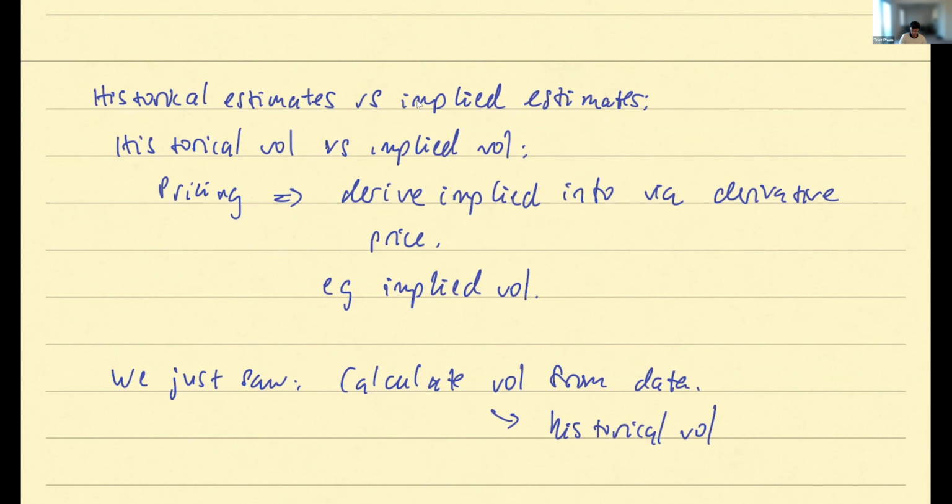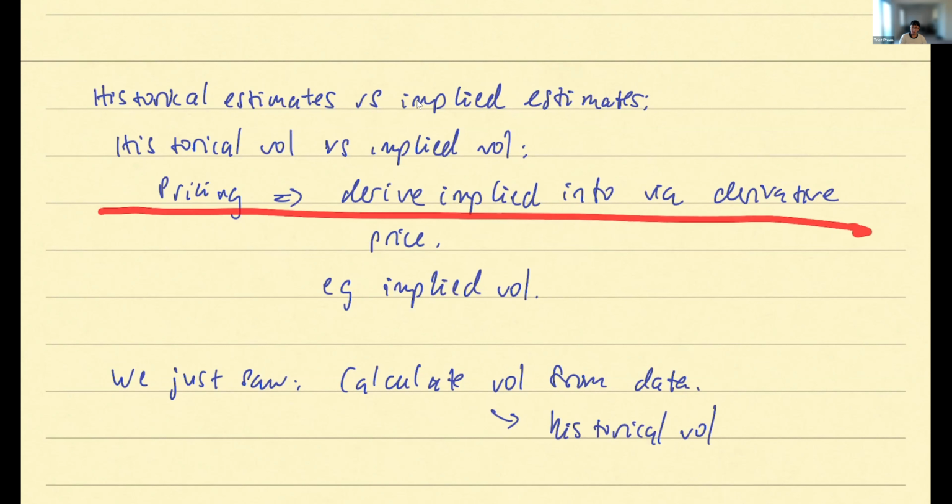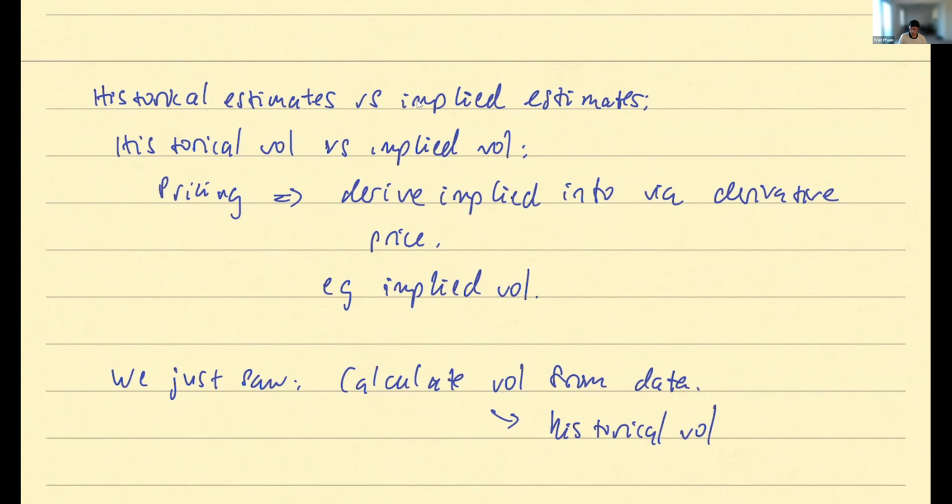Now, I seem to make a big deal out of this thing. I say that's the goal of pricing. Now, let's ask the question: if you already have historical volatility, why spend more time and work to derive something else like an implied volatility? What's the point? What's the reason?